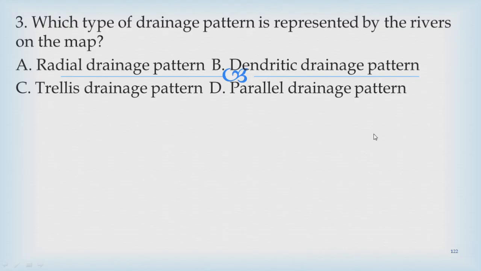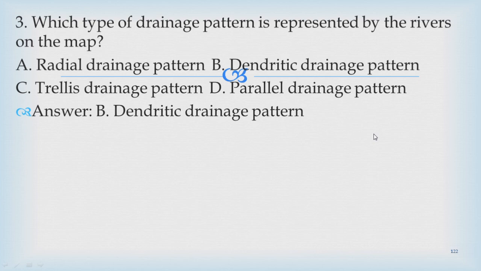Which drainage pattern is shown on the contour map? A. Radial drainage pattern. B. Dendritic drainage pattern. C. Trellis drainage pattern. D. Parallel drainage pattern. What are the terms radial, trellis, dendritic, and parallel? It is better to discuss them well.